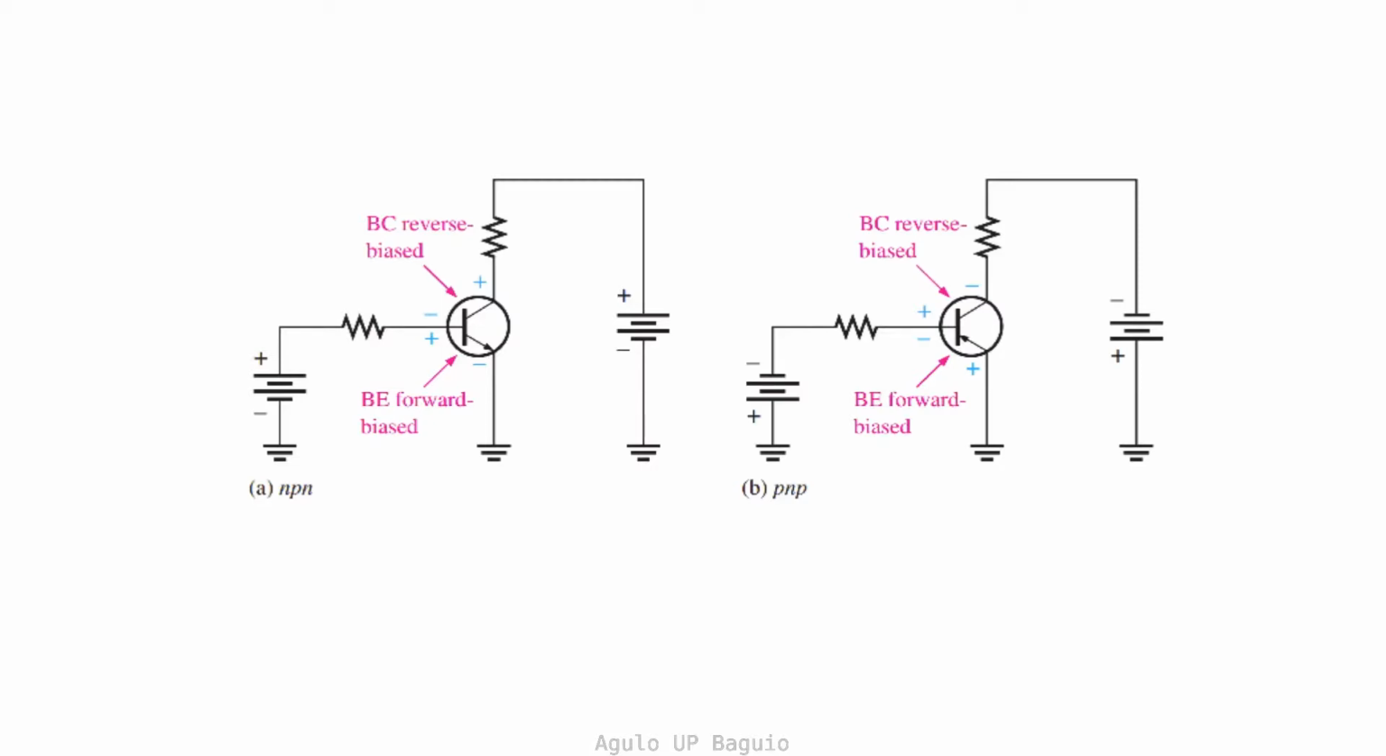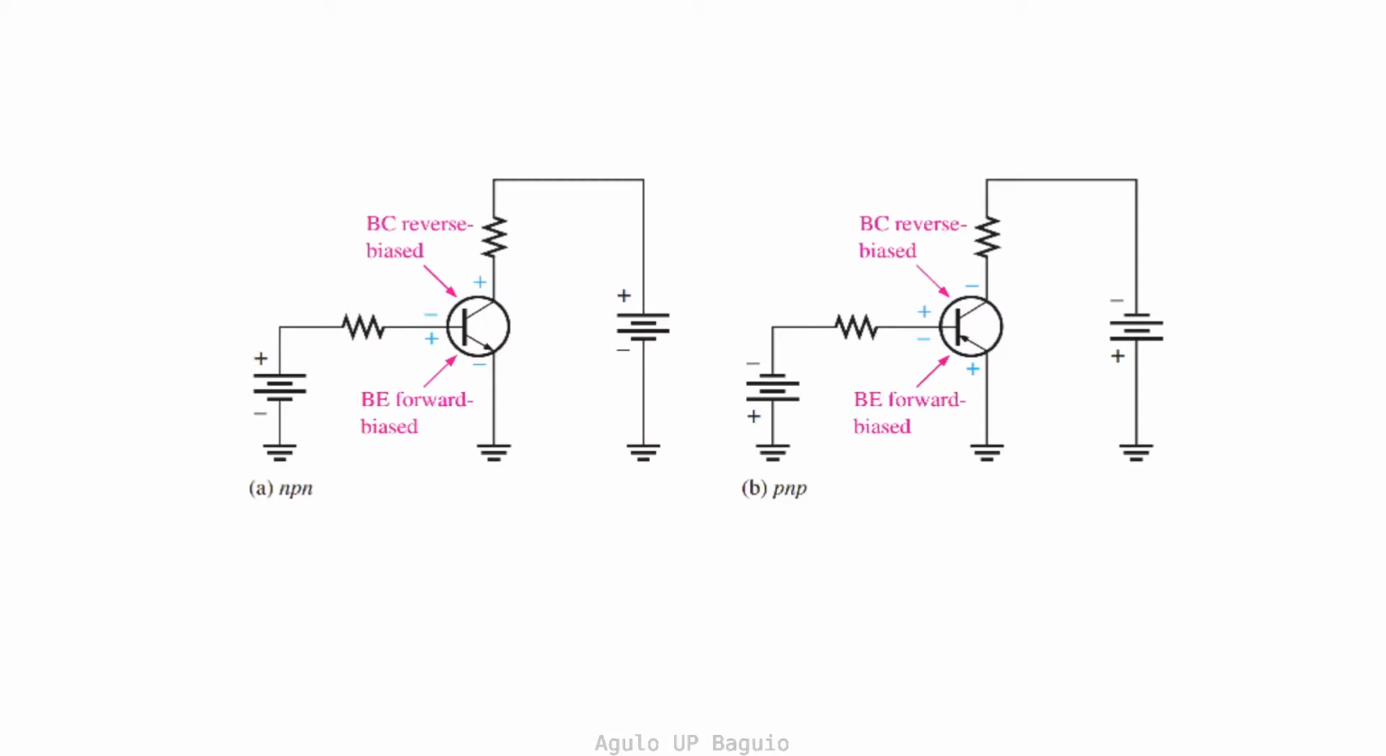For the NPN junction, the collector terminal is connected to the positive terminal of a voltage source. The base terminal is connected to the positive terminal of a second voltage source, while the emitter is connected to the common ground or the negative terminal of the two voltage sources.